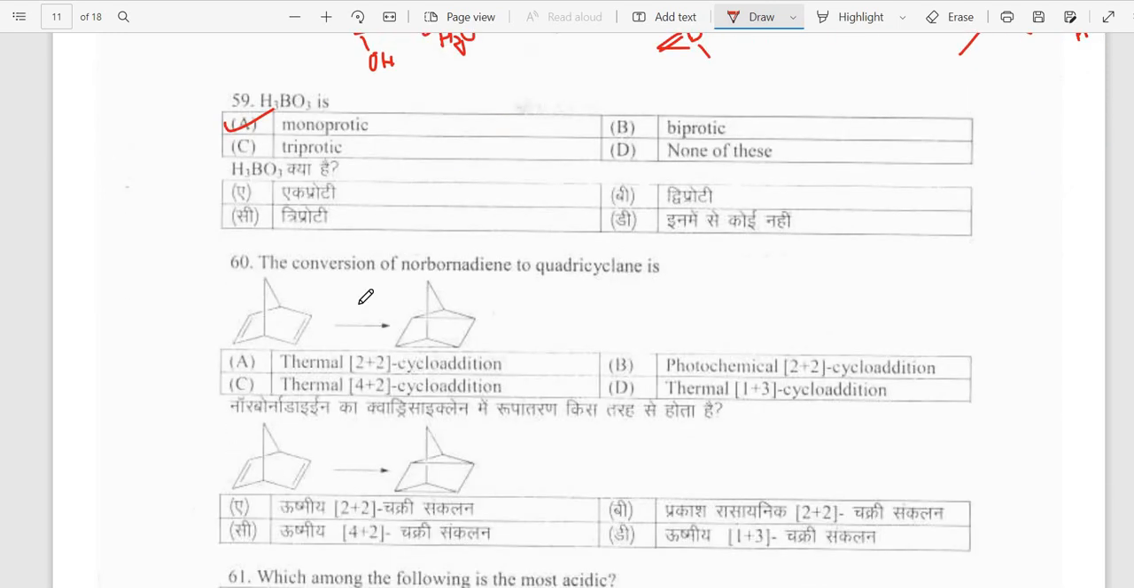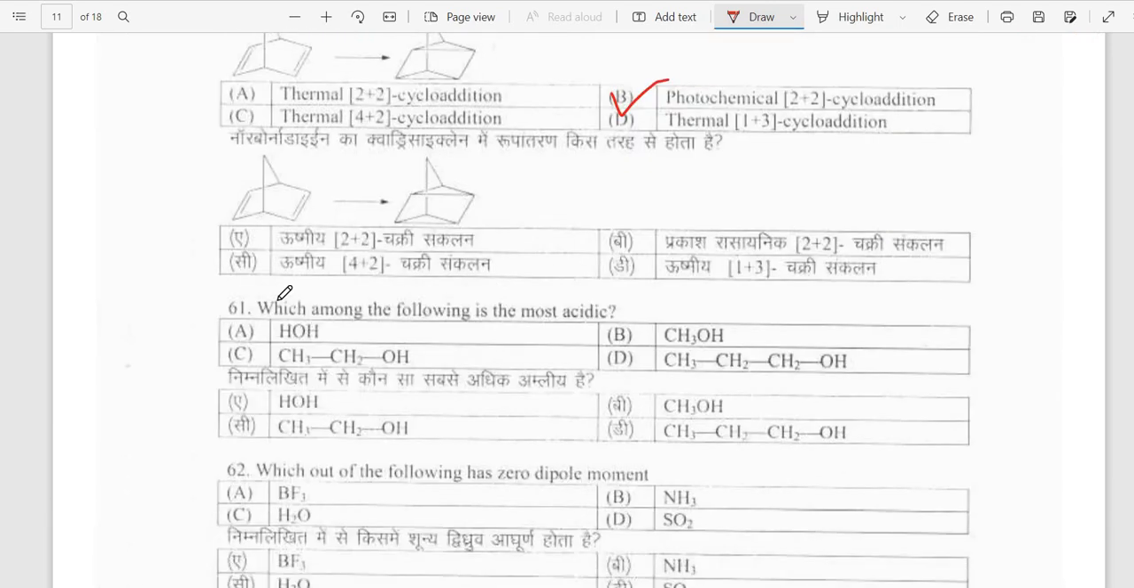The conversion of this to that generally occurs under which condition? Thermal 2 plus 2, thermal 4 plus 2, photochemical 2 plus 2, or thermal 1 plus 3. 4 plus 2 will not be the answer, and thermal 1 plus 3 will also not be the answer, because 2 pi bonds participate, that means 2 plus 2. So we have to decide whether it is thermal or photochemical. As we already know in pericyclic chemistry, this is a photochemical 2 plus 2 cycloaddition reaction.